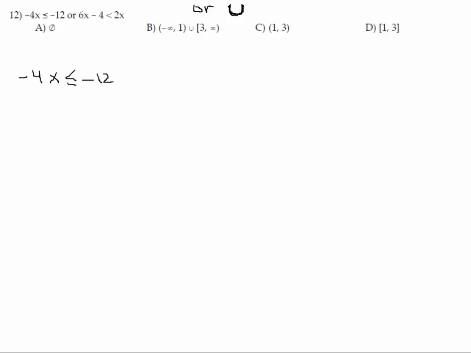Here, if I want to solve for x, I have to divide both sides by what? -4. And by doing that, I have to change the direction of the inequality to its opposite direction, right? Because I'm dividing by a negative. So this would be x is greater than or equal to 3. Okay?